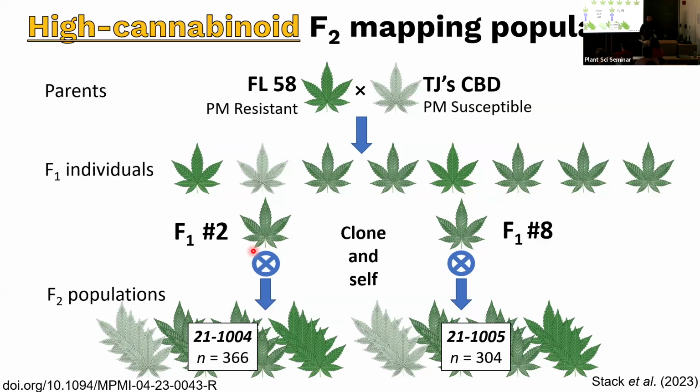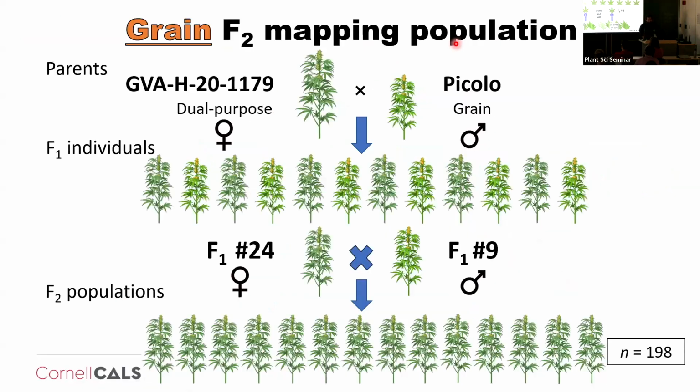For this, the crossing scheme was the selfing of two selected F1s, generating two F2s. The idea of having more than one F2 is that, because hemp is highly heterozygous, having more than one F2 population increases our likelihood to capture the effect of the alleles present in the parents. So here we have 21,004 and 21,005, with 366 and 304 individuals respectively. Another important thing to mention is that the flowering time between these two parents differs by about a week. So they flower relatively, I wouldn't say early, but not too late either.